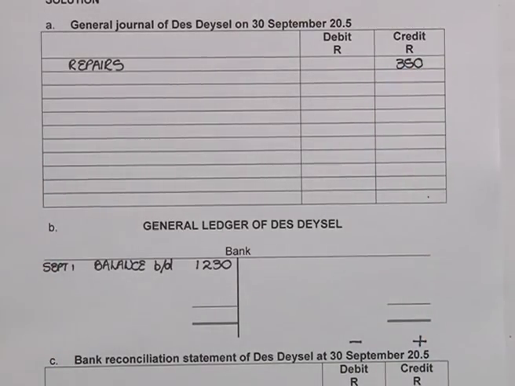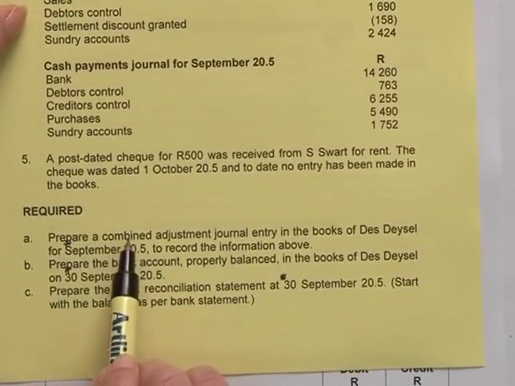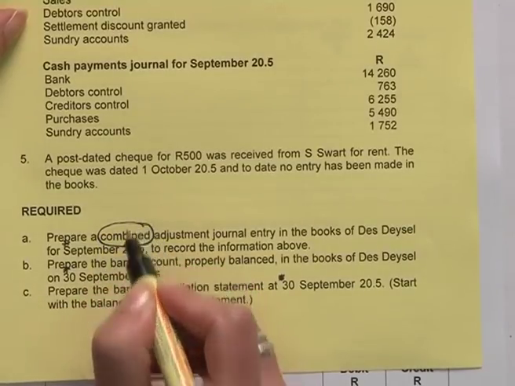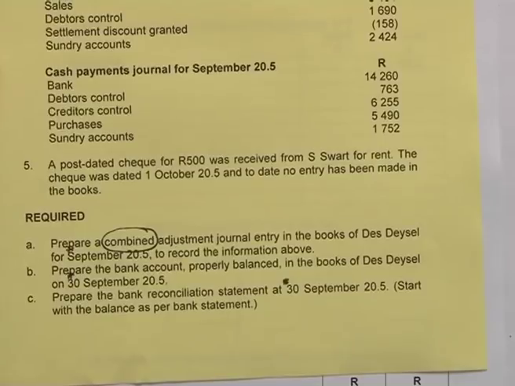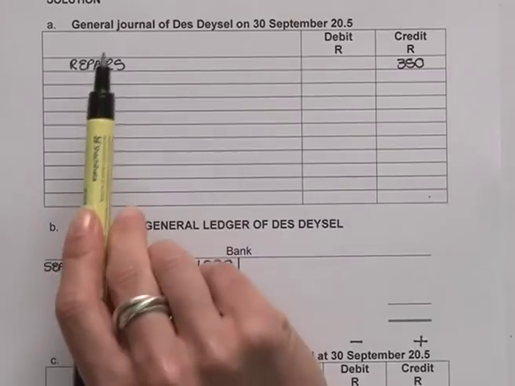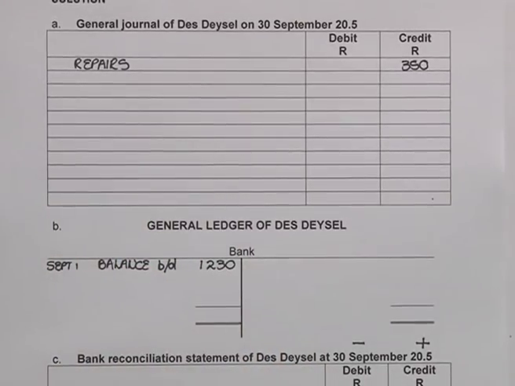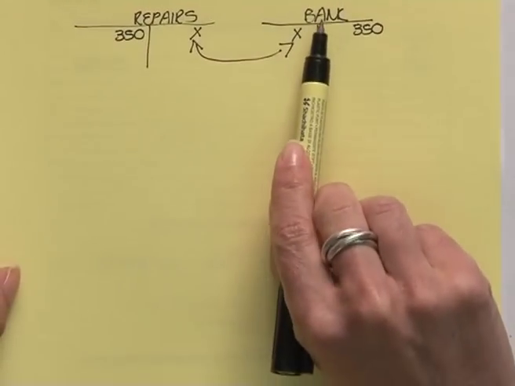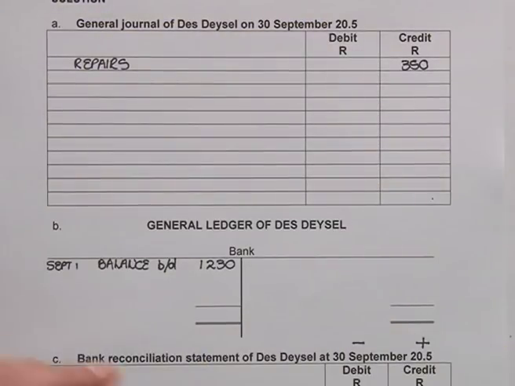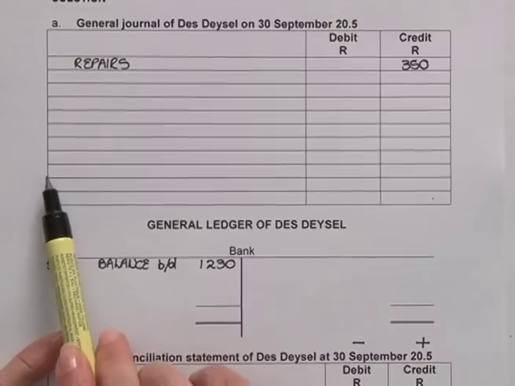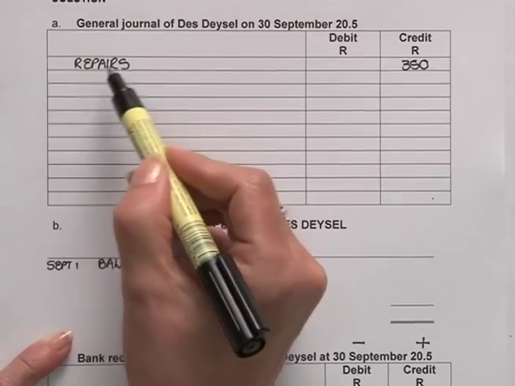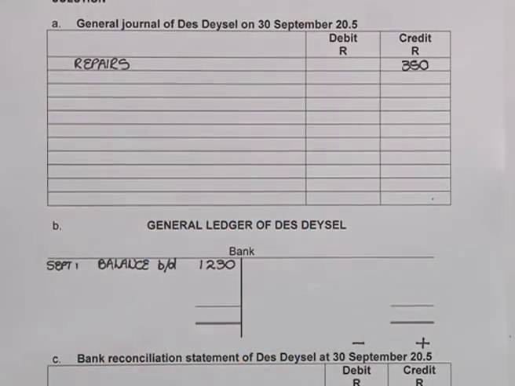In the required part, they asked us to prepare a combined adjustment journal entry. Now, combined means we're going to combine whichever similar transactions we have. Now, for a bank reconciliation, we're trying to fix the bank account. So each transaction will influence the bank in some or other way. If it's a combined adjustment journal entry, I'm not going to have separate adjustments to the bank account. I'm only going to adjust the bank once, right at the end of my general journal. So I don't have to now indicate the debit in bank. I'm just going to indicate the credit in the contra account.